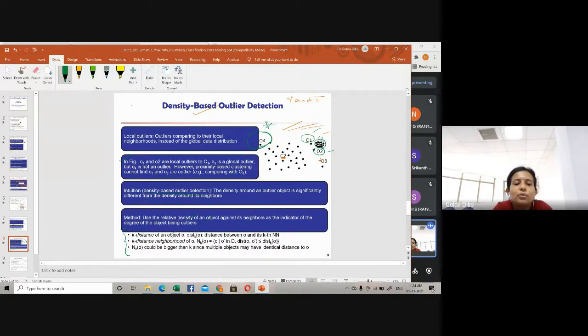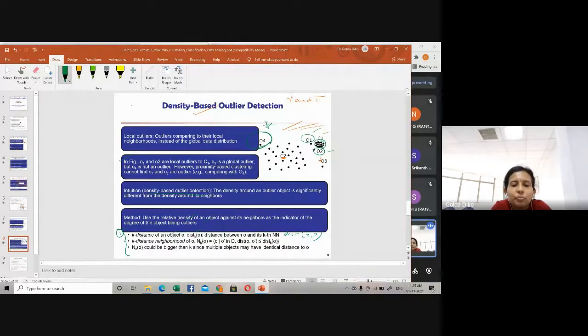The first one is the k-distance of an object O, denoted by dist_k(O). That is the distance, dist(O, P), between O and another object P, where both belong to the data set D.